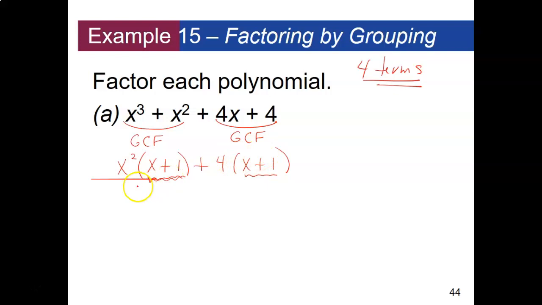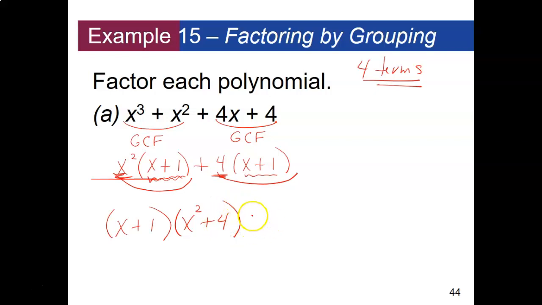So here I'm going to take this term and this term, and I see that I have a common factor of x plus 1. So I'm going to factor that out, and that's going to leave me with this x squared and this plus 4. And that's as far as I can go. So that's going to be my factorization. This one can't be factored any further because it's a plus. If it had ended up being a minus, then I would need to, because it would have been the difference of squares.